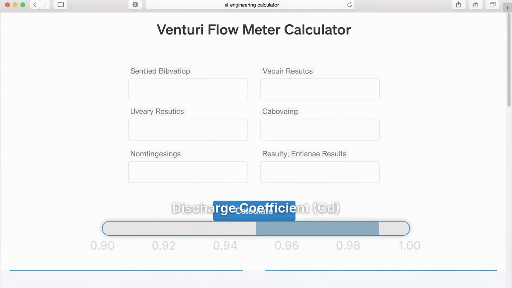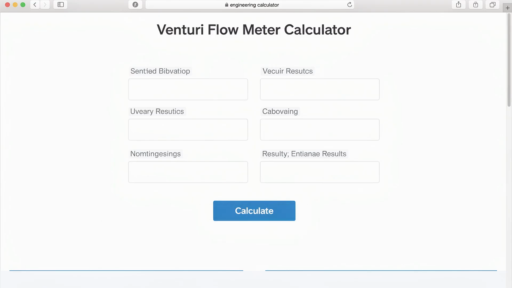Enter the discharge coefficient, CD, as a dimensionless value, typically between 0.95 and 0.99 for well-designed Venturis. Finally, input your fluid density ρ in kilograms per cubic meter.